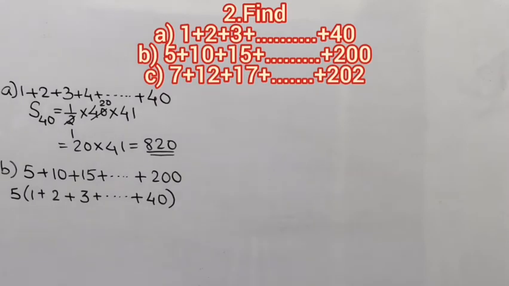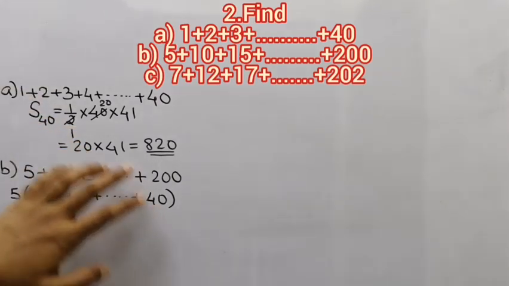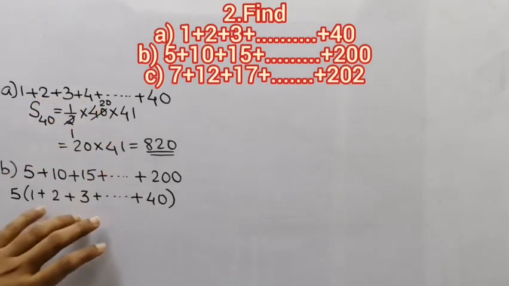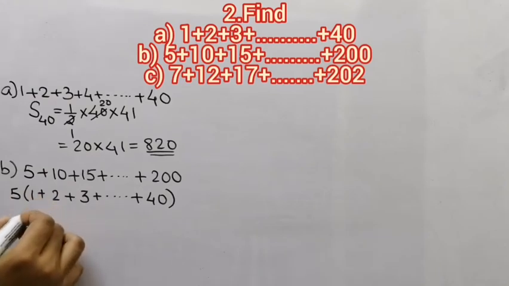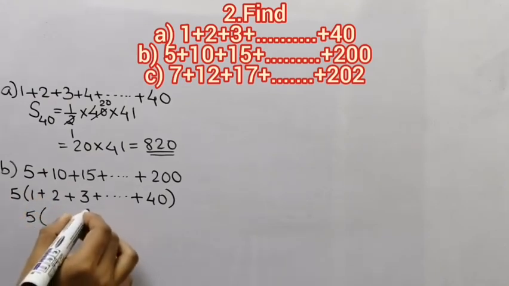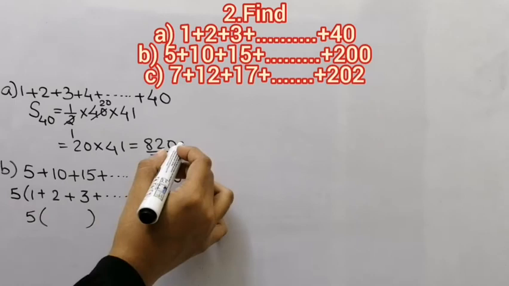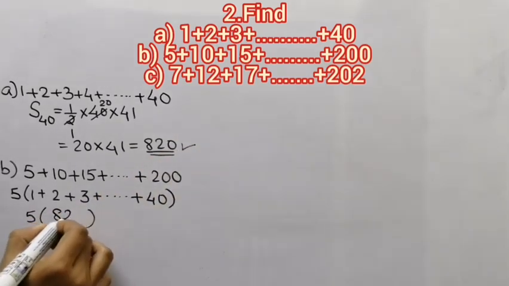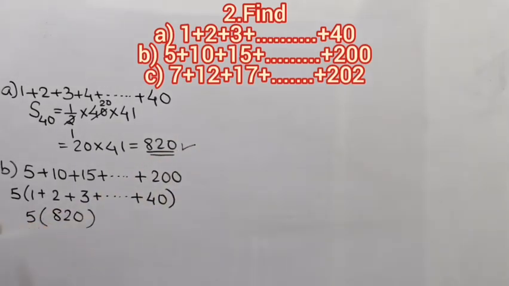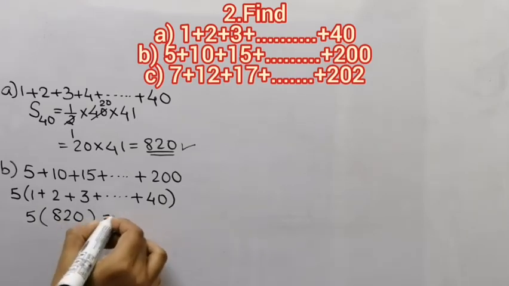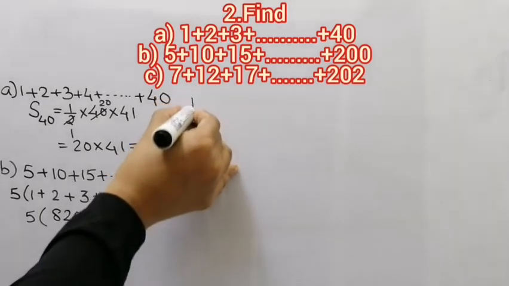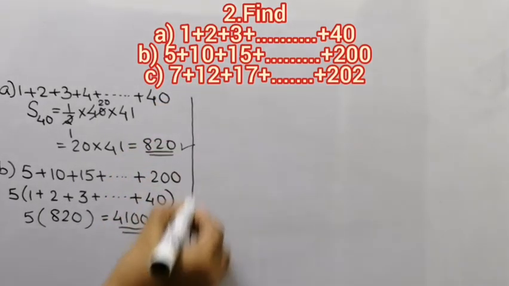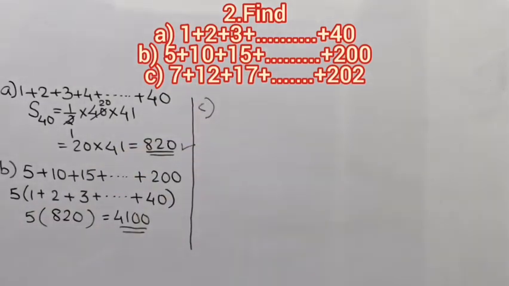I told you there will always be a relation between the bits. So here you can see from 1, 2, 3 up to 40, it's already here. Right? 1, 2, 3, 4 up to 40, you can get from the first bit itself. So how can you rewrite this one? 5 into the sum of 1, 2, 3, 4 up to 40. We already got it is 820. So what is the answer? 5 into 820, which is equal to 4100.